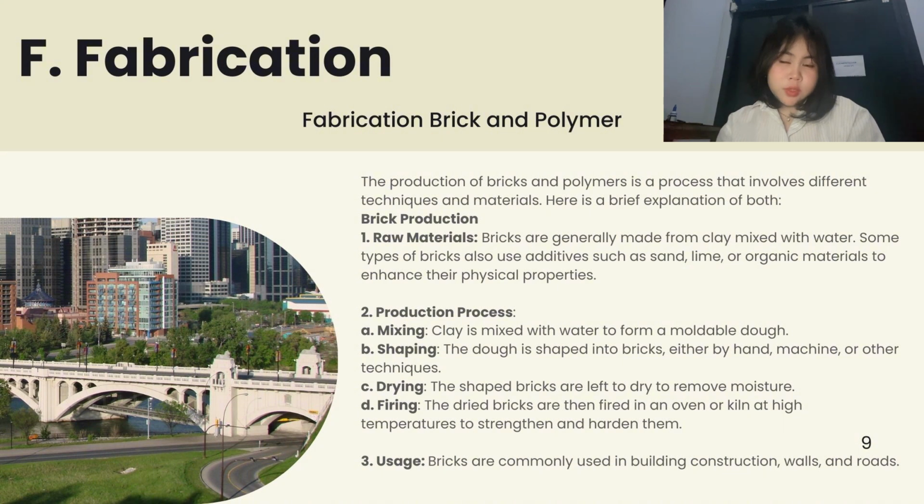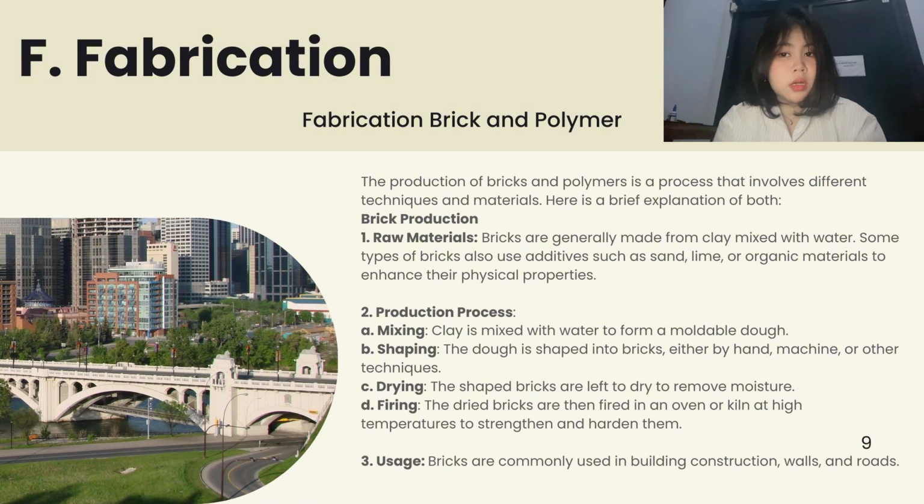2. Production process. A. Mixing. Clay is mixed with water to form a moldable dough. B. Shaping. The dough is shaped into bricks either by hand, machine, or other techniques. C. Drying. The shaped bricks are left to dry to remove moisture. D. Firing. The dried bricks are then fired in an oven or kiln at high temperatures to strengthen and harden them.